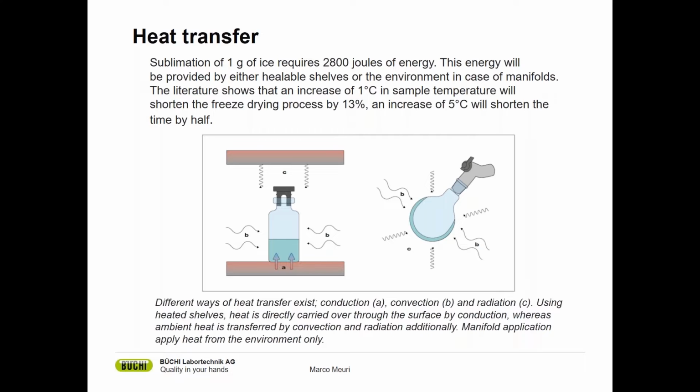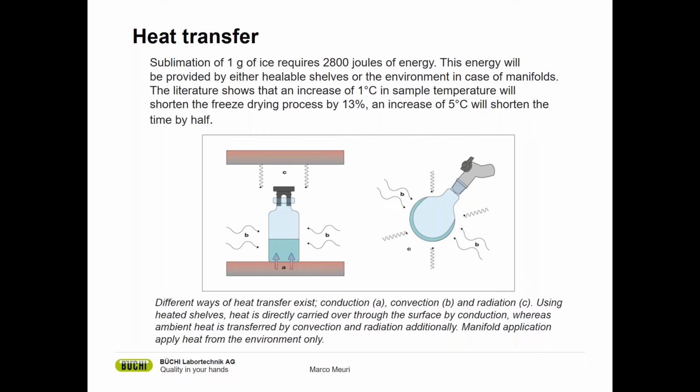With this system, we have two ways, or basically three ways, how we can supply the energy to the vial or the sample. First, A is conduction by the heatable shelf. So we heat the shelf and parts of the energy will be transferred to the sample and it will be heated up. But then we also have the radiation, C, from the top shelf, which is also transferred to the sample. And then we will have convection, B, from the radiation from the outside of the freeze dryer.